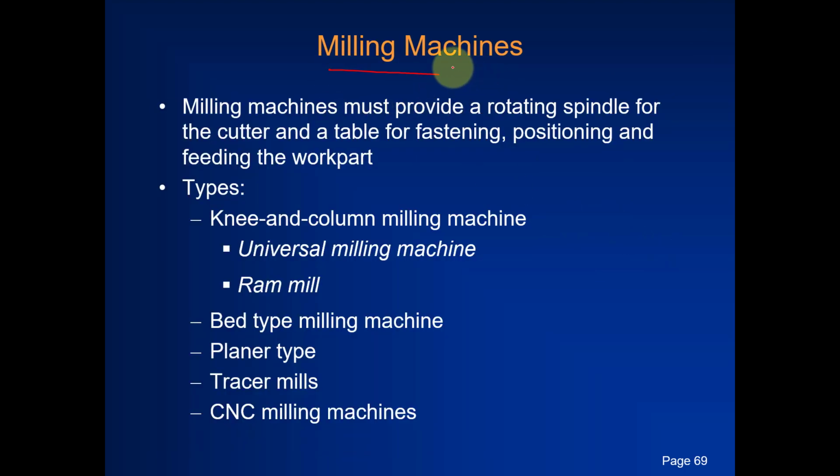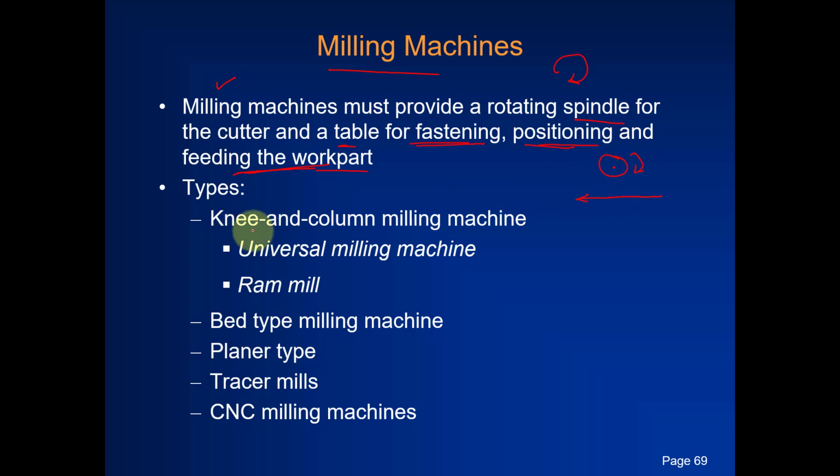Again, milling machine. We have different types of milling machines for performing the milling operation. A milling machine must provide a rotating spindle for the cutter and a table for fastening, positioning, and feeding of the workpiece. So you can see that in a milling machine there should be a spindle that is used to rotate the milling cutter on that shaft. Clear? And there should be a table which is used for fastening and positioning the workpiece as well as feeding it. So the workpiece is fed over the rotating cutting tool.